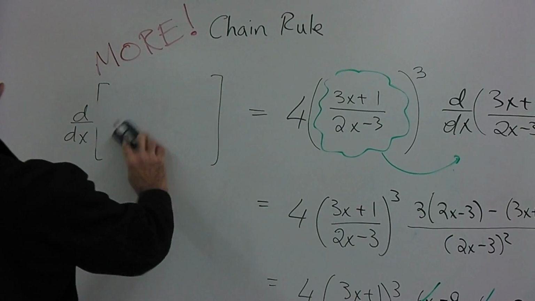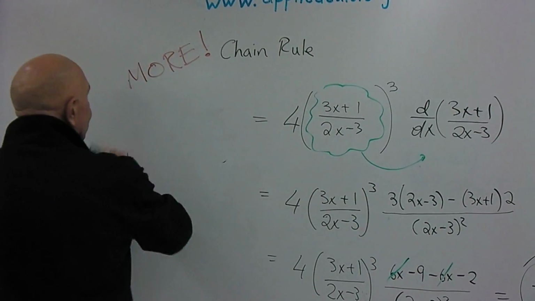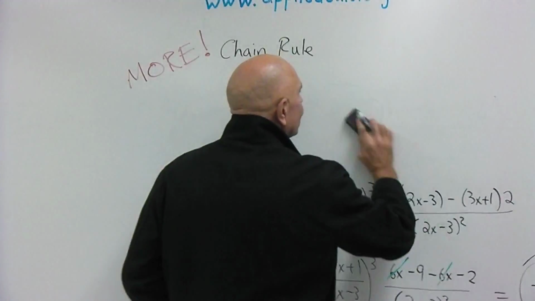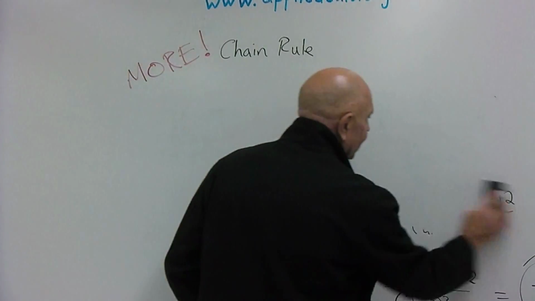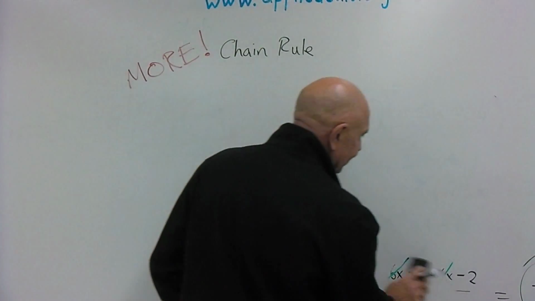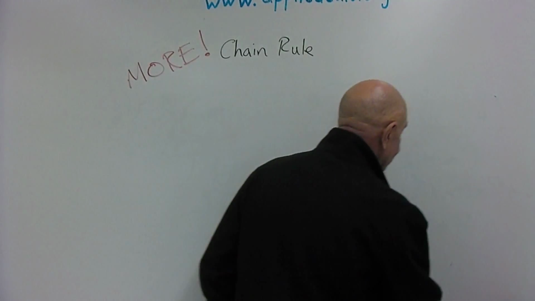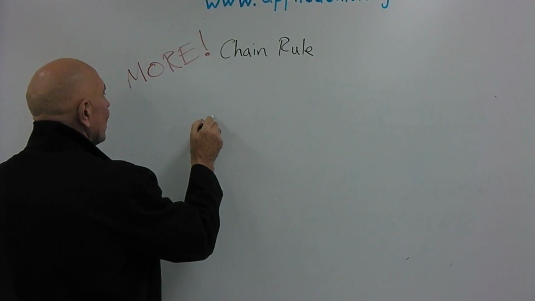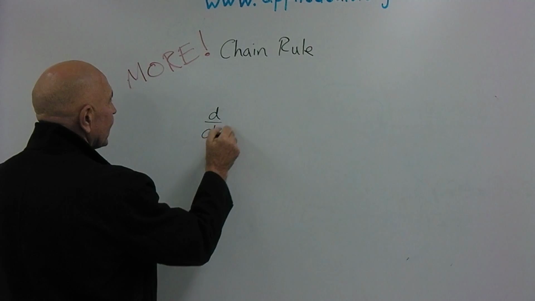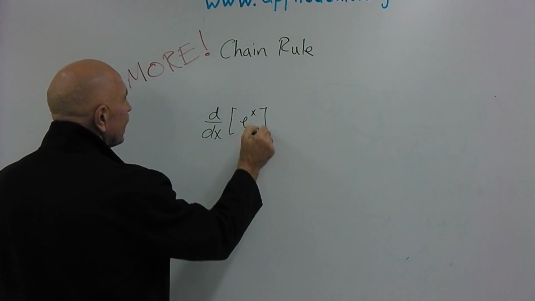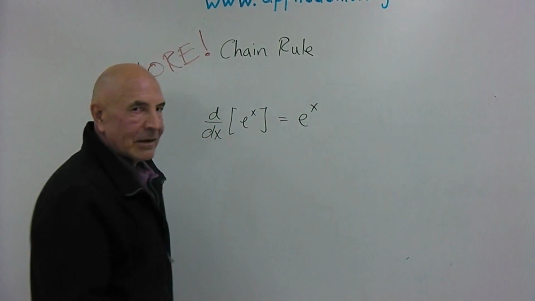Okay, let's try one more. Before we do a more complicated one, we're going to look at a simple one, and then we'll elaborate on that a little bit. And the simple one is e to the negative x. Now we know that the derivative of e to the x is e to the x. Ho-hum.